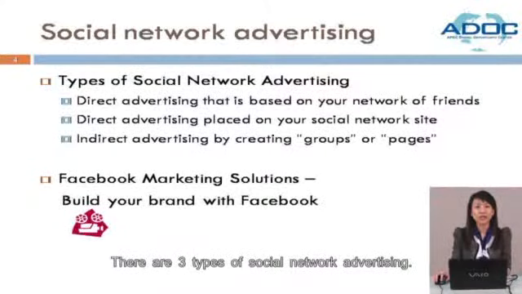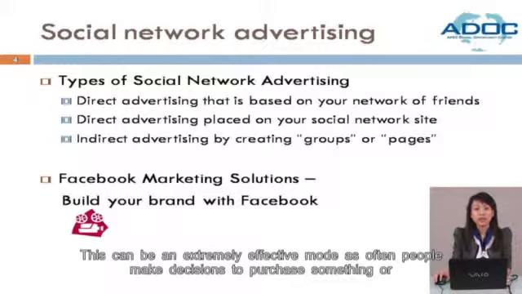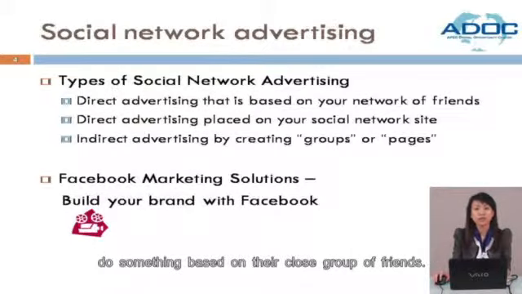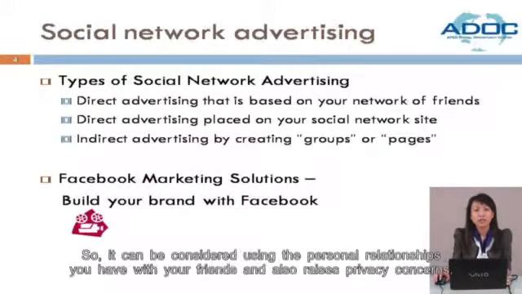There are three types of social network advertising. The first type is direct advertising that is based on your network of friends. This can be an extremely effective mode, as often people make decisions to purchase something or do something based on their close group of friends. However, there is also a lot of controversy surrounding this, so it can be considered using the personal relationships you have with your friends and also raises privacy concerns.